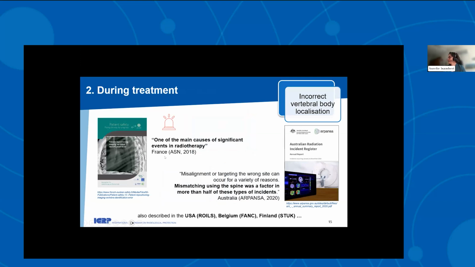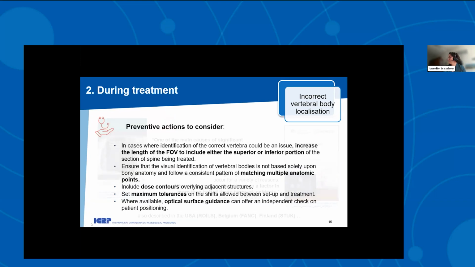In a newsletter from France some years ago, it was described as one of the main causes of significant events in radiotherapy. This conclusion has also been given by the Australian authority, ARPANSA, regarding this kind of error. And it has also been described many, many times in other ILS in the US, and by the authorities from Belgium or Finland. So that is a very common error faced while using imaging in radiotherapy.